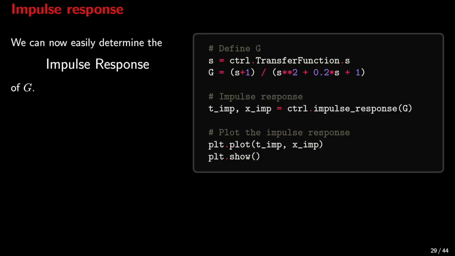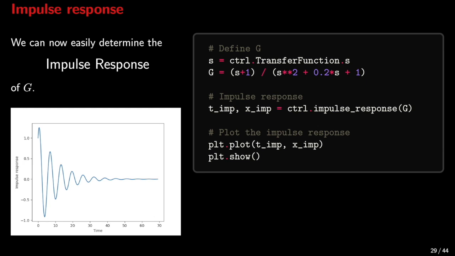We can now easily determine and plot the impulse response of g. We call control.impulse_response, and this returns two things, a NumPy array of times and a NumPy array of output values. We call these t_imp for impulse response and x_imp respectively. We can then use matplotlib to plot the impulse response. And this looks like this.